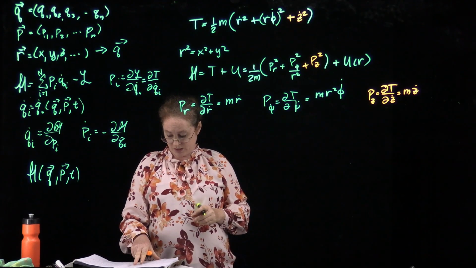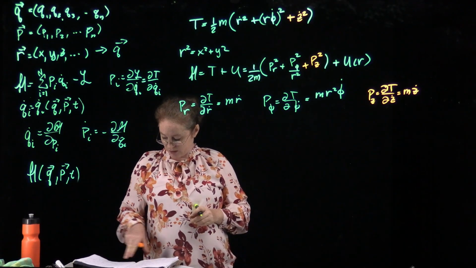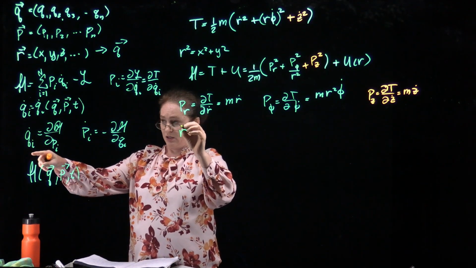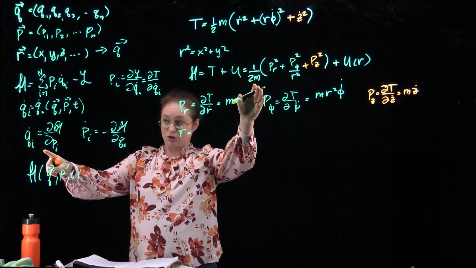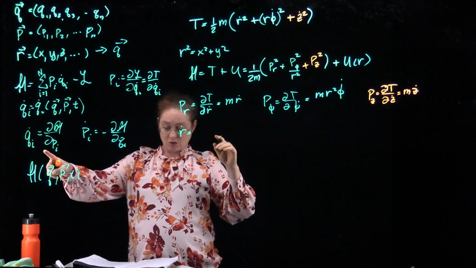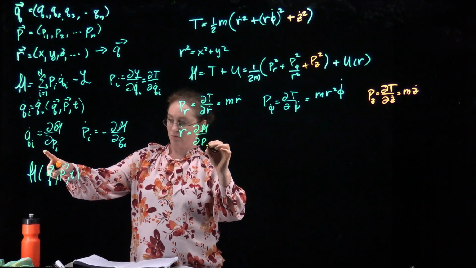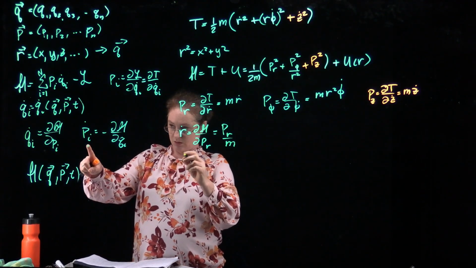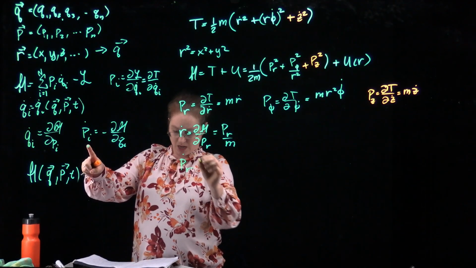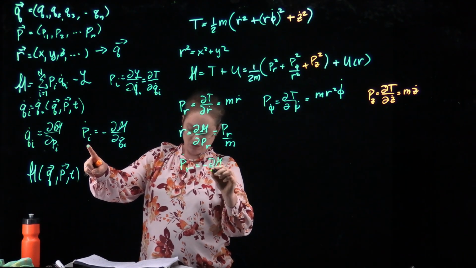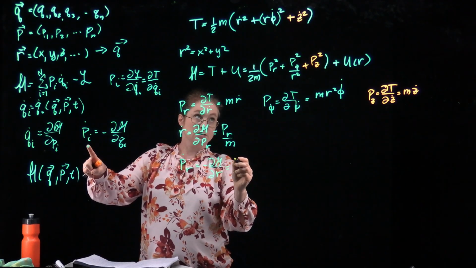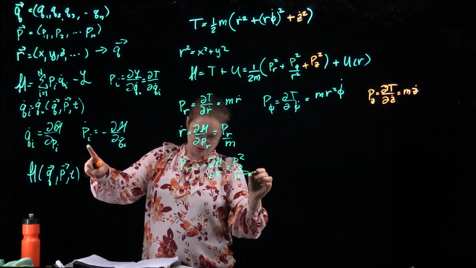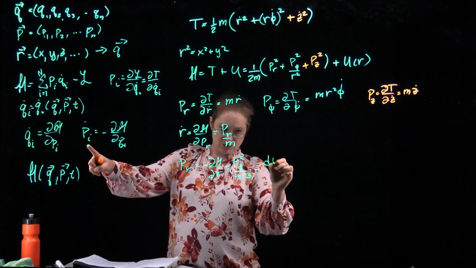Then when we do apply Hamilton's equations, we can say here r dot is partial H partial p r, which is equal to p r over m, and p r dot is equal to negative partial H partial r, which is p phi squared over m r cubed minus dU dr.